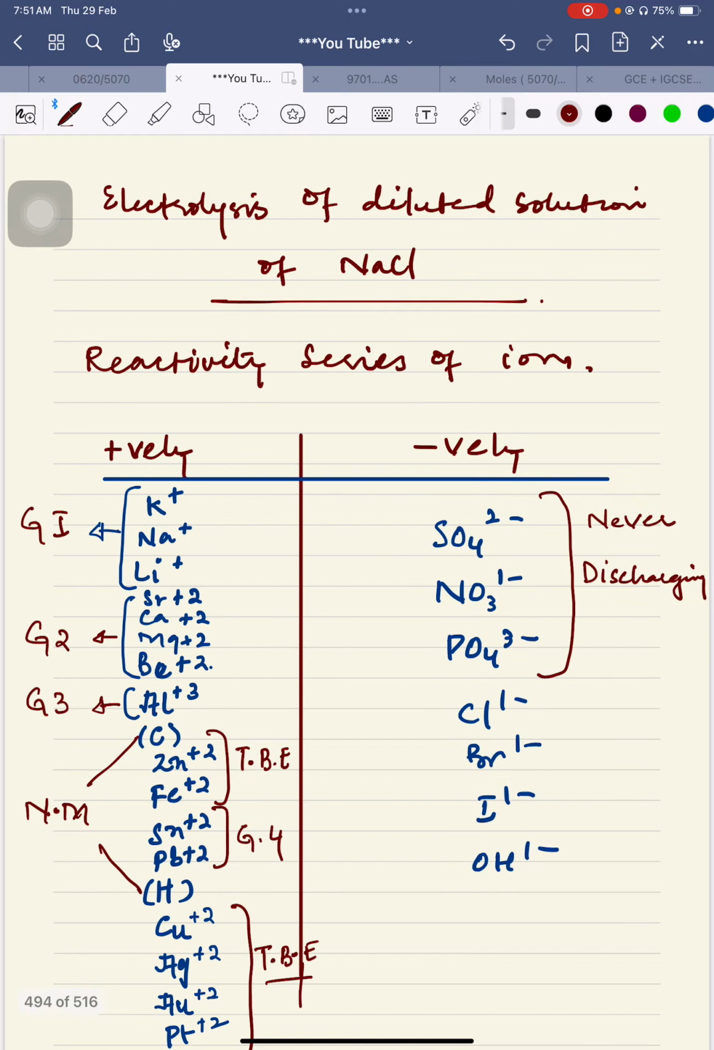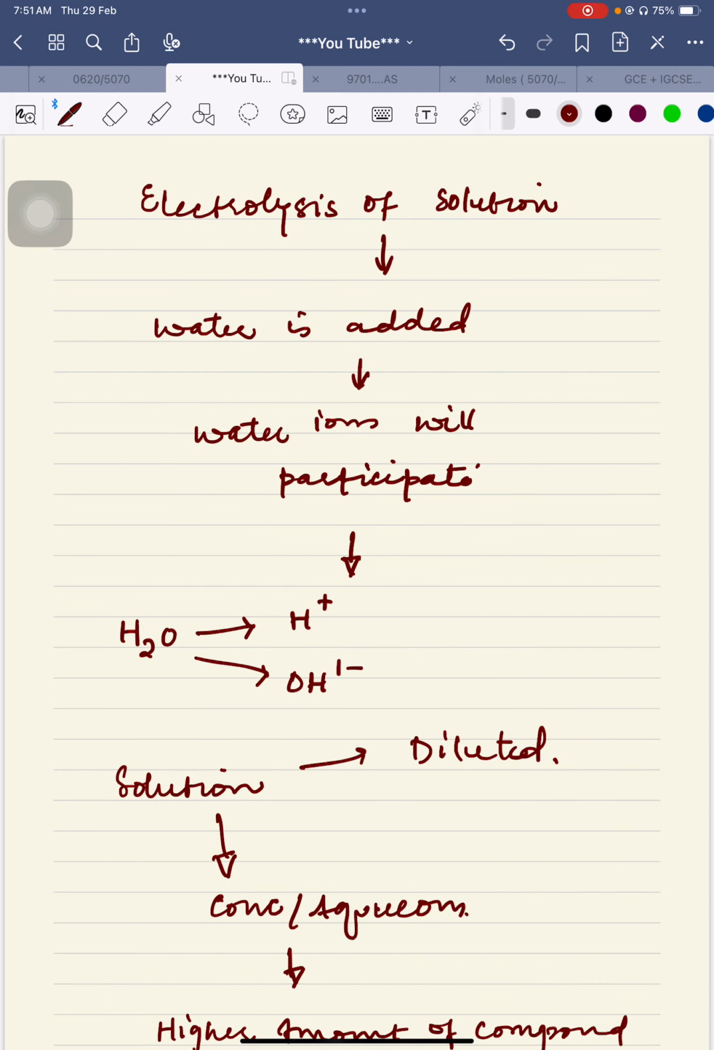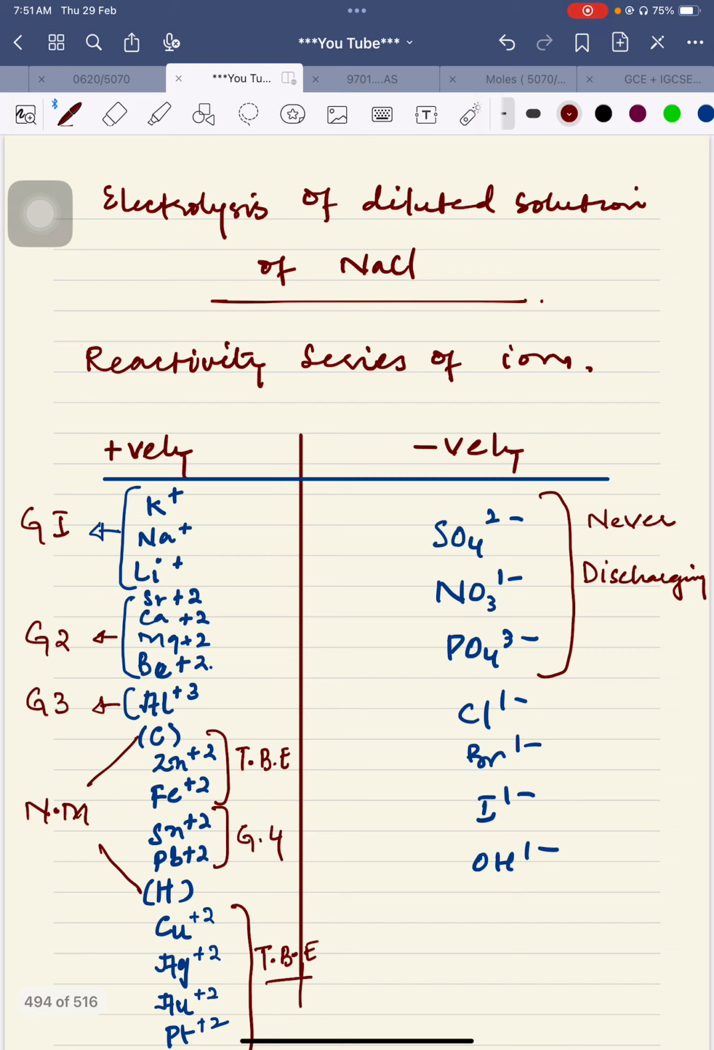Today we have discussed what a solution is and what types of solutions there are, and then we have discussed the reactivity series and discharging as well. I'm going to continue in the next lecture, inshallah, from the concept of the diluted solution of NaCl, and we are going to practice two or three more solutions of diluted nature, so that you may have a better idea about the electrolysis of diluted solutions.